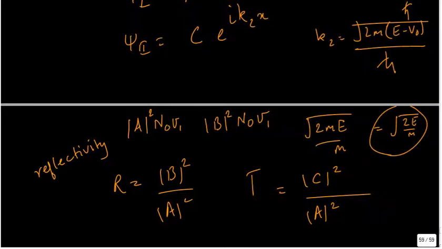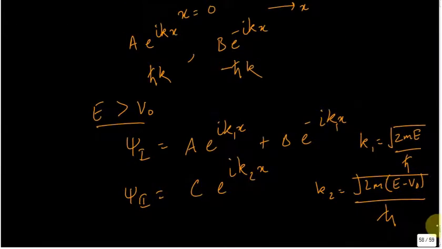I can easily write K2, K1. Right? Now how do I get this? I need to evaluate B and A for reflectivity and C and A for transmission. I have these equations over here. Psi 1 I know, psi 2 I know. I do not know the ABCs yet. But I have one boundary condition.